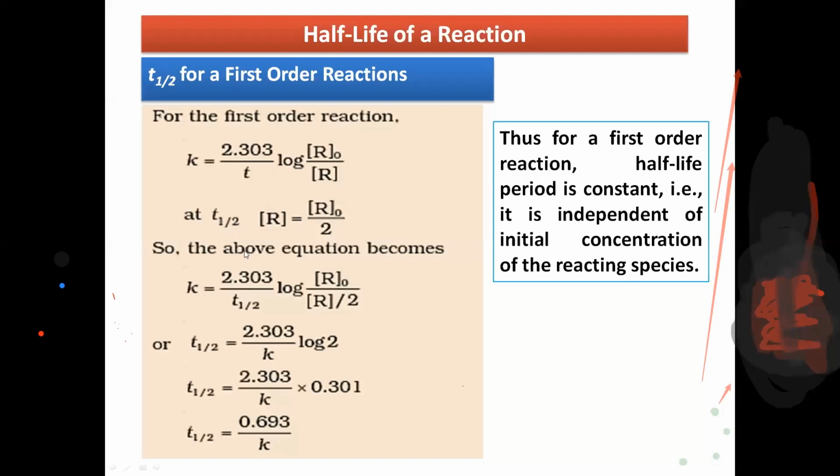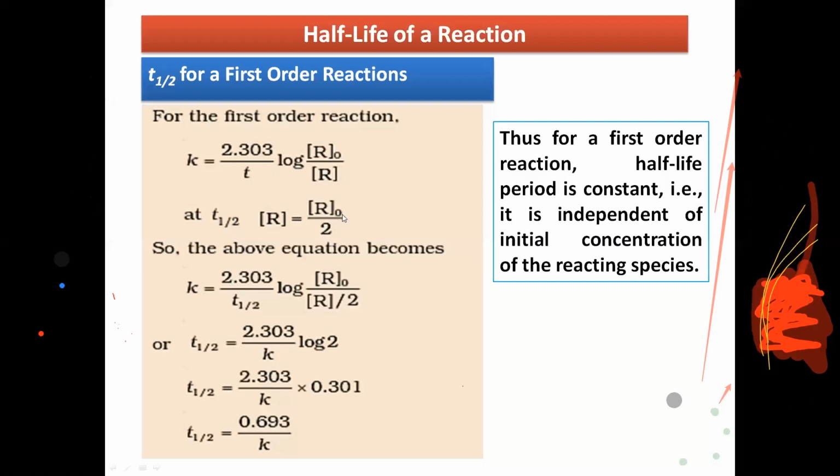Now, the above equation becomes 2.303 by t half log of R0 by R, and in place of the final concentration we have to substitute this value. Substituting it, we get R0 by 2, right? So this will ultimately become t half equals 2.303 into log of 2 by k, because R0 will get cancelled out, and you will be left with log of 2.